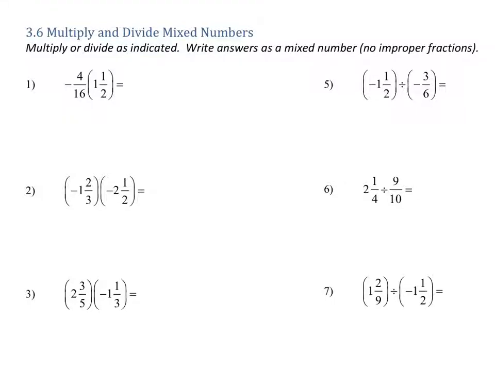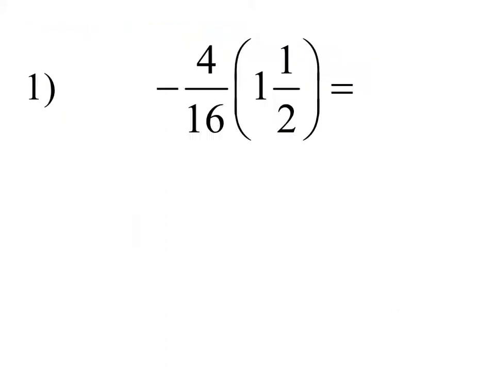For these first few examples, we've got multiplying and dividing, and we'll just keep the answers as mixed numbers if we need to, so no improper fractions on this one. But when we do these, we are going to be changing the mixed numbers to improper fractions in order to solve some of these. So let's take a look at number 1 first.